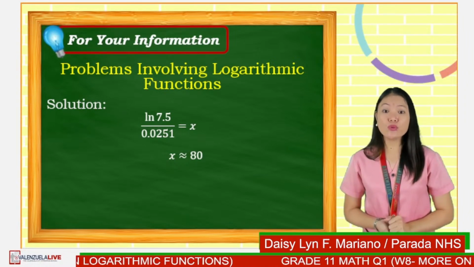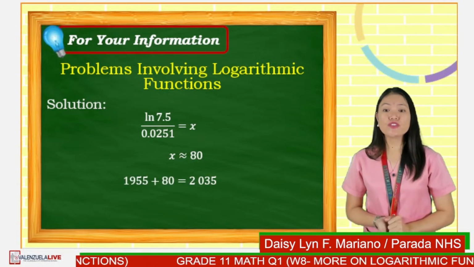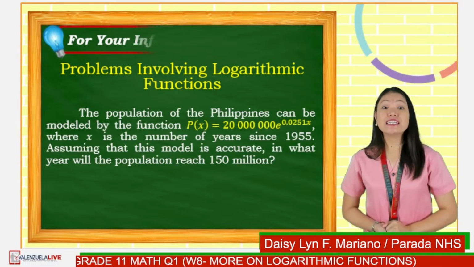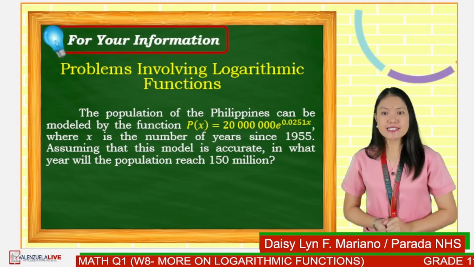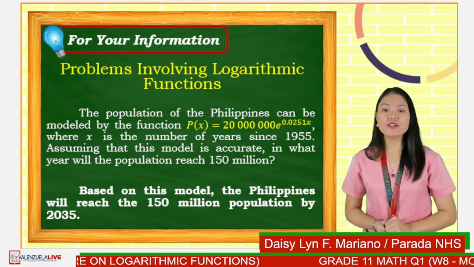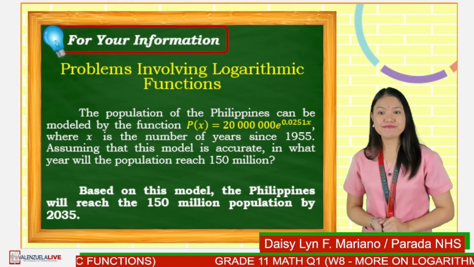It means that we add 80 to 1955 and we will get 2035. Going back to our problem, let us answer it. Based on this model, the Philippines will reach the 150 million population by 2035.